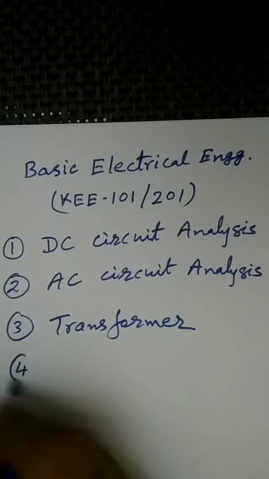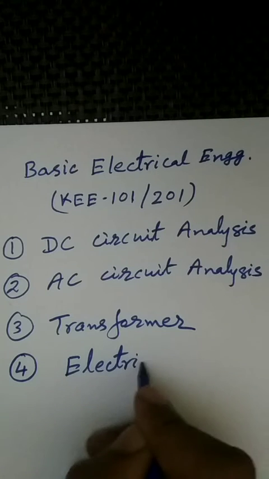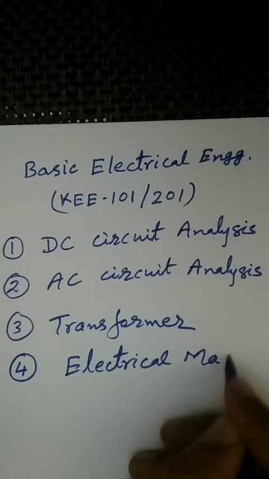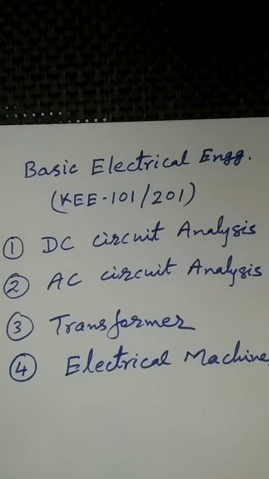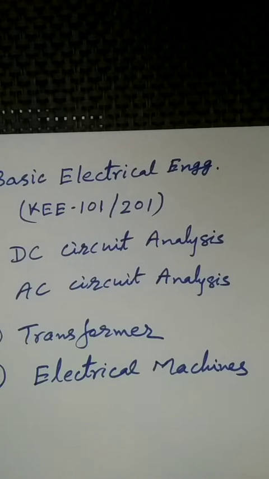The fourth module consists of electrical machines. In this fourth module, we have to discuss the electrical machines. The machines means the electrical device which converts electrical energy to mechanical energy and vice versa. When the energy is converted from electrical to mechanical, then this machine is called the motor, and when the mechanical energy is converted to the electrical energy, it is called a generator.